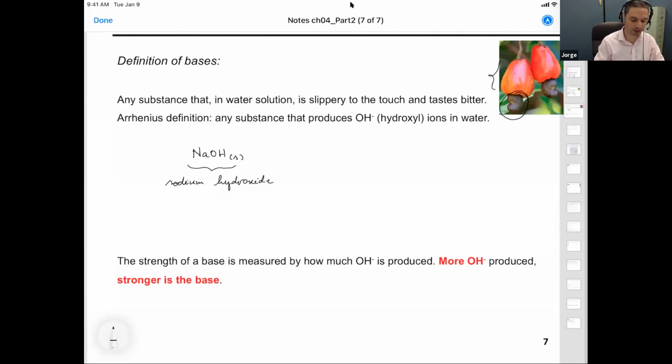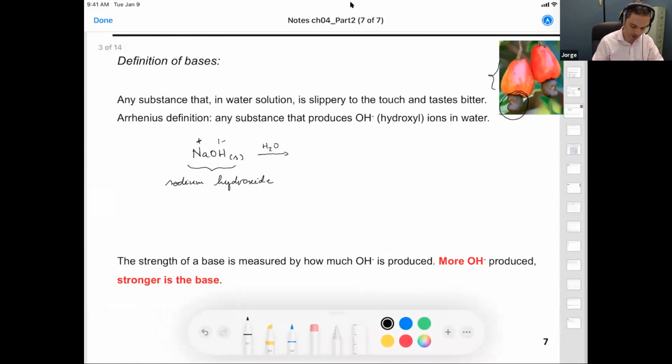Remember that this is an ionic compound. Charge of sodium is 1 plus. Charge of hydroxyl ions is 1 minus. Now let's dissolve sodium hydroxide in water. I'm going to represent that by putting H2O over the arrow, and that means the compound is going to be dissolved in water.